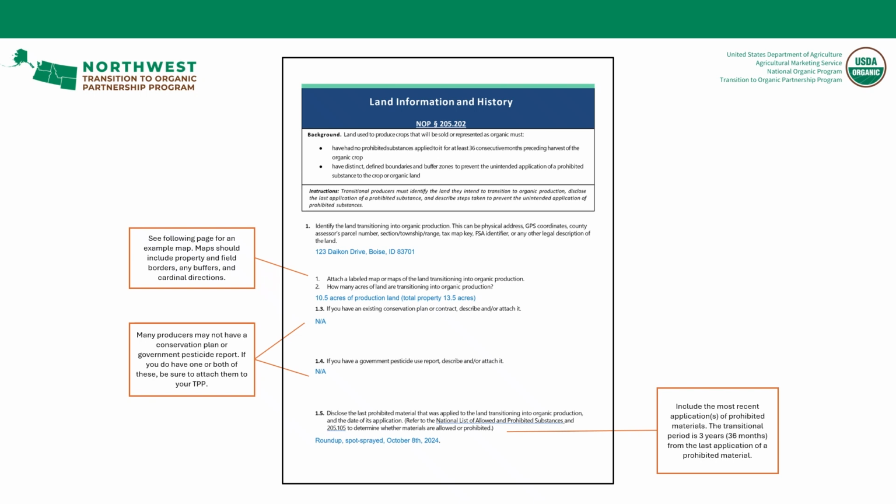The 3-year transitional period begins from the date of the last applied prohibited substance. If you have just bought the land and have no knowledge of the previous substance applications, try to get in contact with the previous owner or previous land manager to find out. If you are unable to get in contact with them or determine the substance application history of the land, then you should note that here. Your 3-year transition period will begin from the date you took over management of the land.